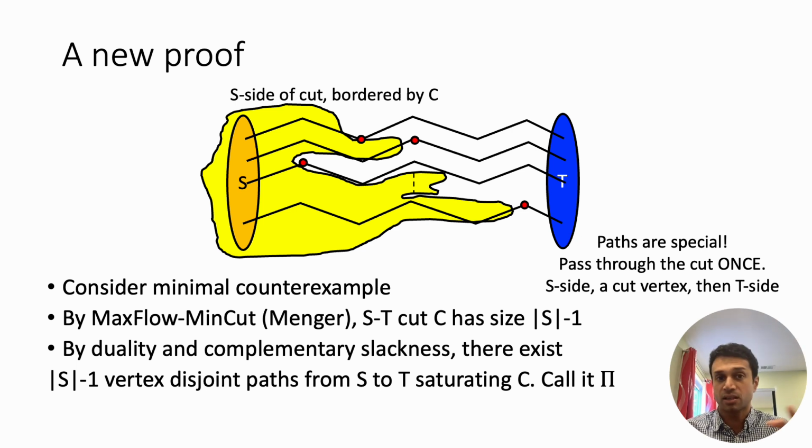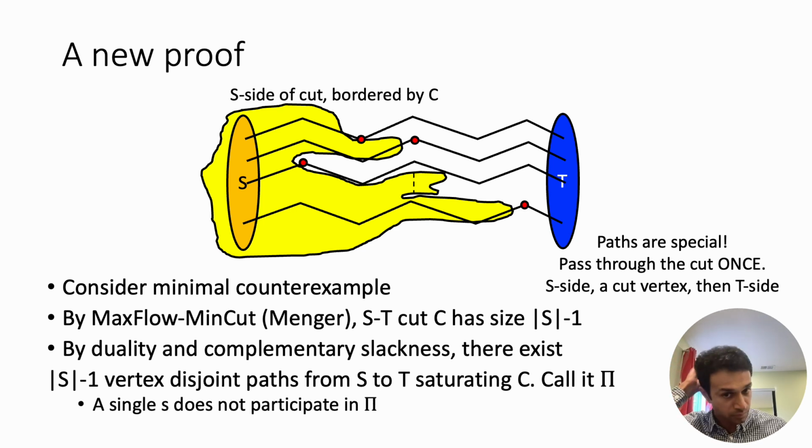And so the S side of the cut is this yellow amoeba that I've drawn over there, everything on the S side, which is bordered by the cut capital C, and then you have the T side. And what we know is that there is a single little s in the set capital S that does not participate in these paths. Why? Because we have cardinality of S minus 1 paths. So there's one little s that doesn't participate in the paths.